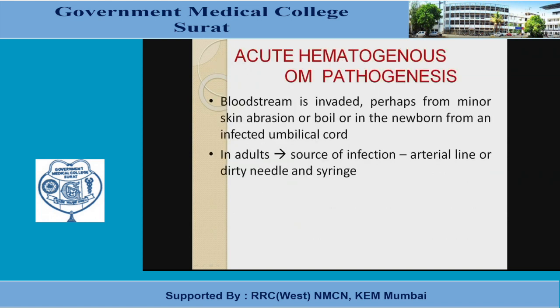Now, the pathogenesis of acute hematogenous osteomyelitis. The bloodstream is invaded, perhaps from a minor skin abrasion or a boil, or in the newborn from an infected umbilical cord. Any reason, exogenous or endogenous. In adults, the source of infection may be an arterial line or a dirty needle and syringe.